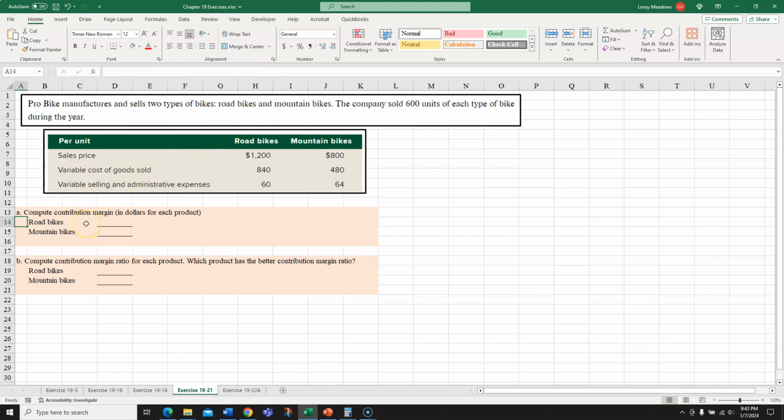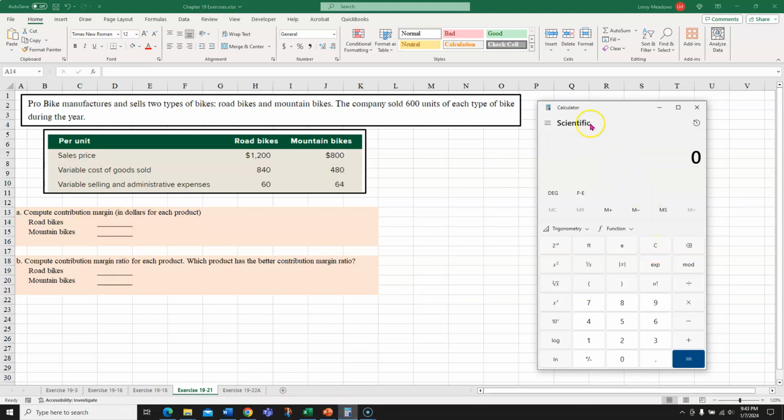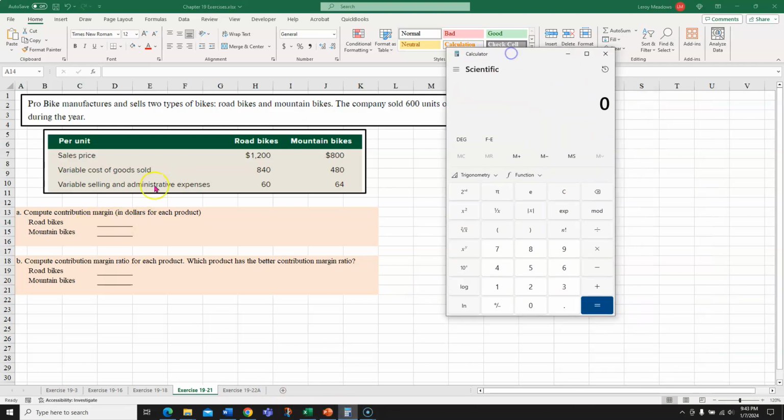Okay, so what is my contribution margin in dollars for road bikes? Well, my contribution margin is what? Sales minus variable cost of goods sold minus my variable selling expenses. So sales price $1,200 minus $840 for variable cost of goods sold minus $60 for variable selling and administrative expenses, and I get a contribution margin of $300.